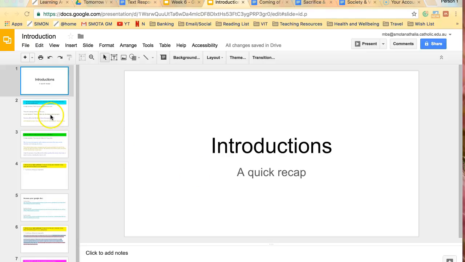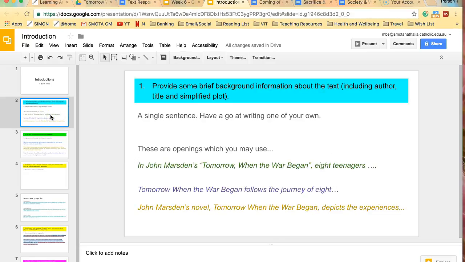The first sentence on the introduction sheet is the background information sentence, also known as the orientation. This means you're giving your reader, which will be Miss Brooks, myself, some awareness of the background of the text. So you're giving me a very brief 1-sentence overview of what happens to set the scene.